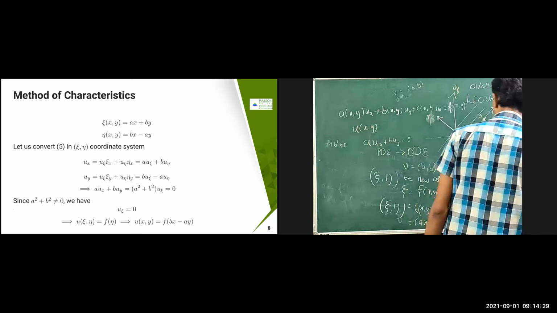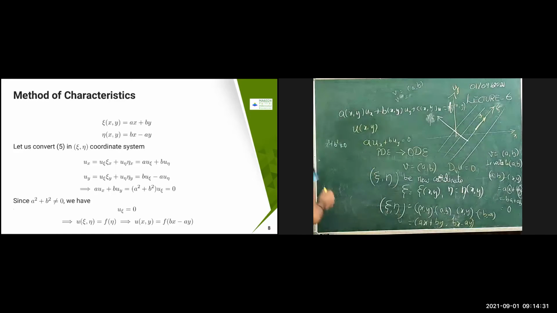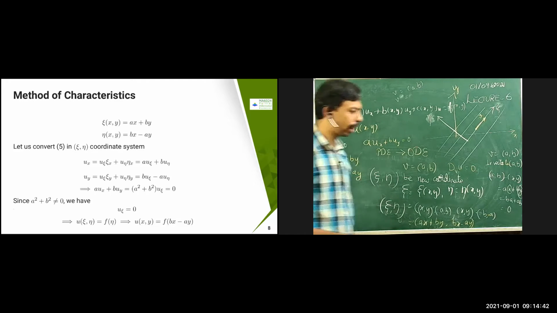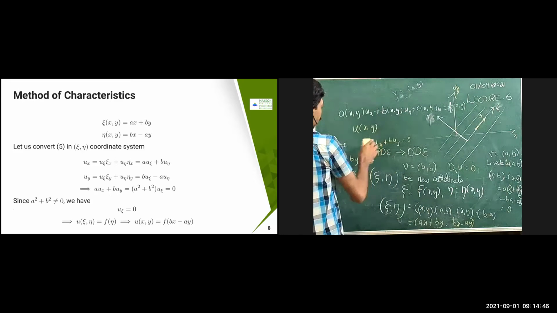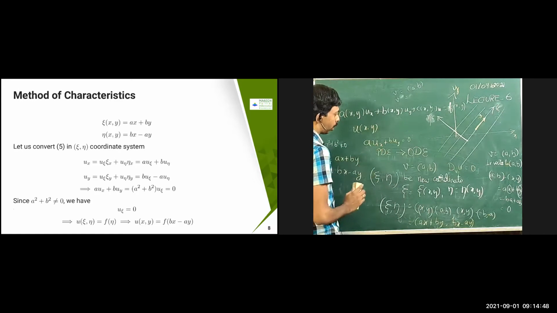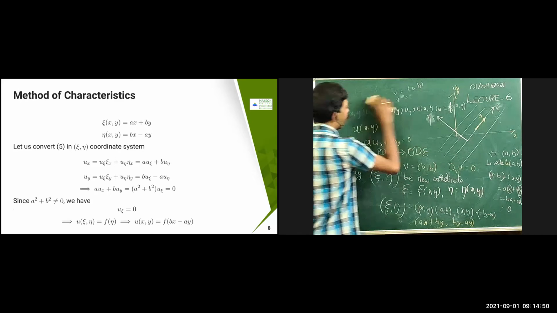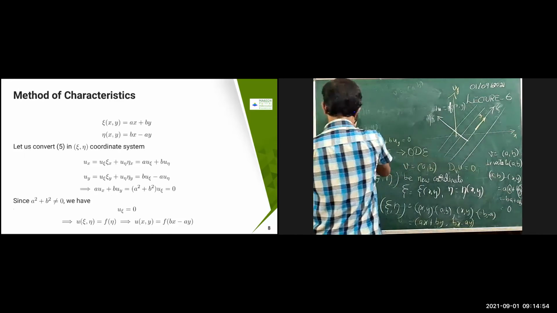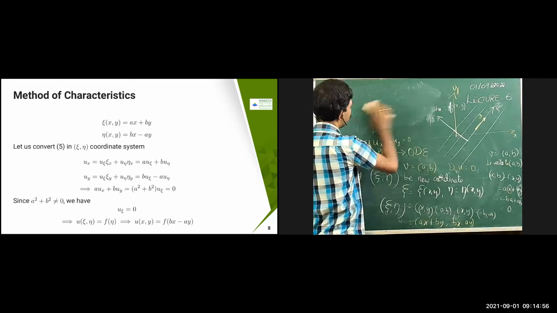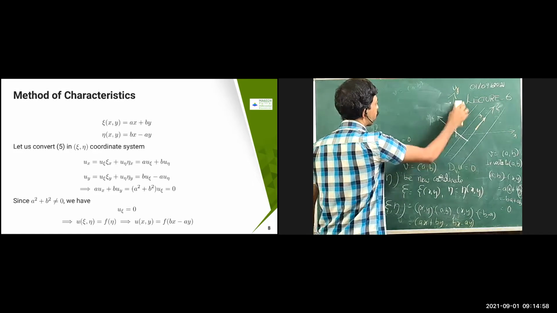So therefore, what I'm going to get is my chi. Chi is nothing but ax plus by. Eta is nothing but bx minus ay. I'm going to choose this. The problem is not yet solved. Now what we need to do is that this is my original equation. Now I have to transform this into the new coordinate system. Let me transform.